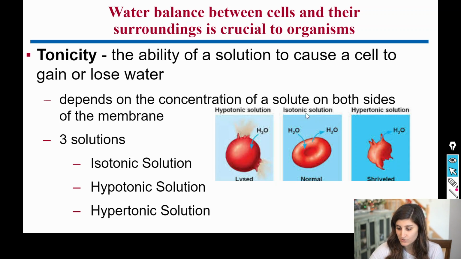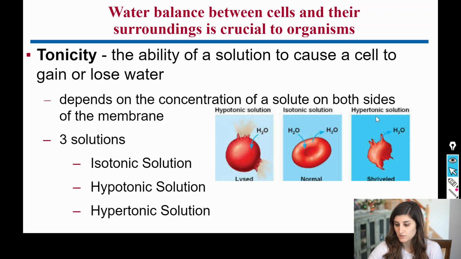Then we have our isotonic solution, where we have equal amounts of water on both the outside solution and the inside solution. Inside of our cell, we have the same amount of water, so it's in equilibrium already, and so water would just move in and out of it, but at equal rates.